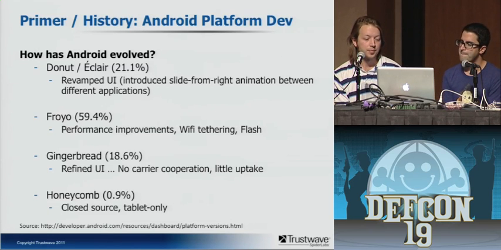Well, they release a new OS version a little more than once a year, and a few years ago is when it really started to get good with 2.1, Eclair, and they introduced the slide from right animation that lets them make it seem like you're in the same task even if you're opening different apps, and so that's pretty cool. And then Froyo came out. That one got pretty popular. It was fast and had Flash, which everybody knows is great. And since then, it's been a little tougher for them to get updates. They got Gingerbread, and not so many phones have those. And Honeycomb is just tablet only and closed source.